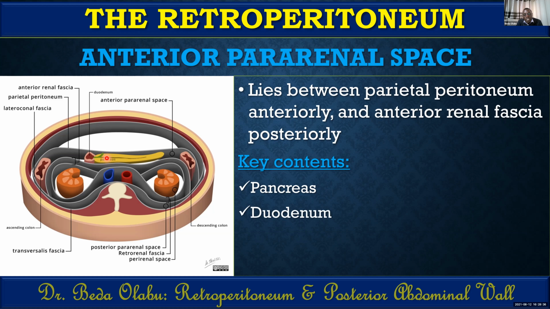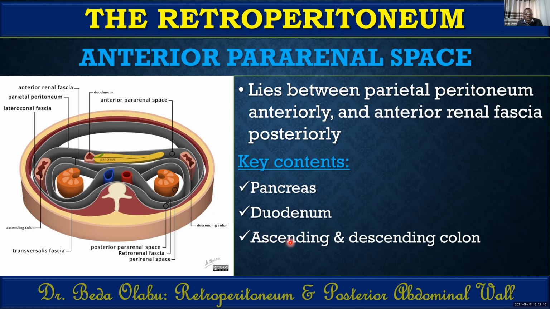So the other organ which is found within the anterior pararenal space is the duodenum itself. Remember, duodenum is the first component of the small intestine that comes from the stomach. Ideally, the duodenum has 4 segments: D1, D2, D3, and D4. And the common bile duct, as well as the pancreatic duct, open into the second part of the duodenum, what we call the D2.